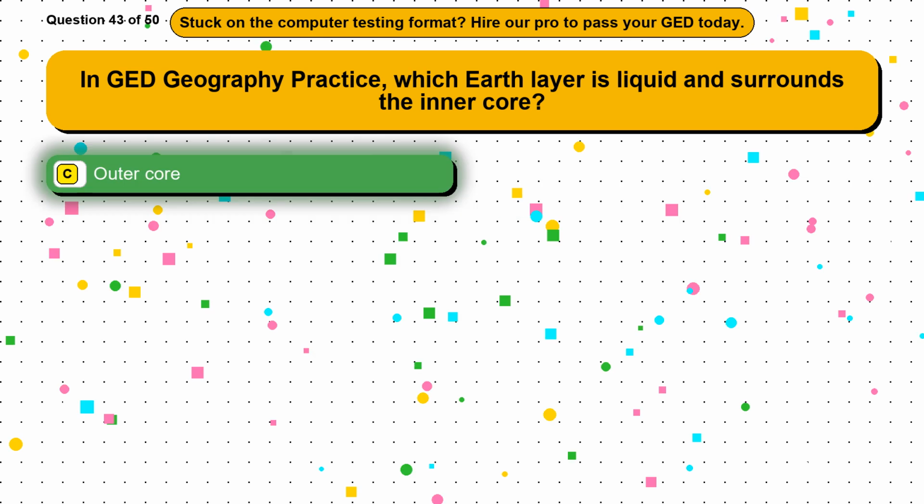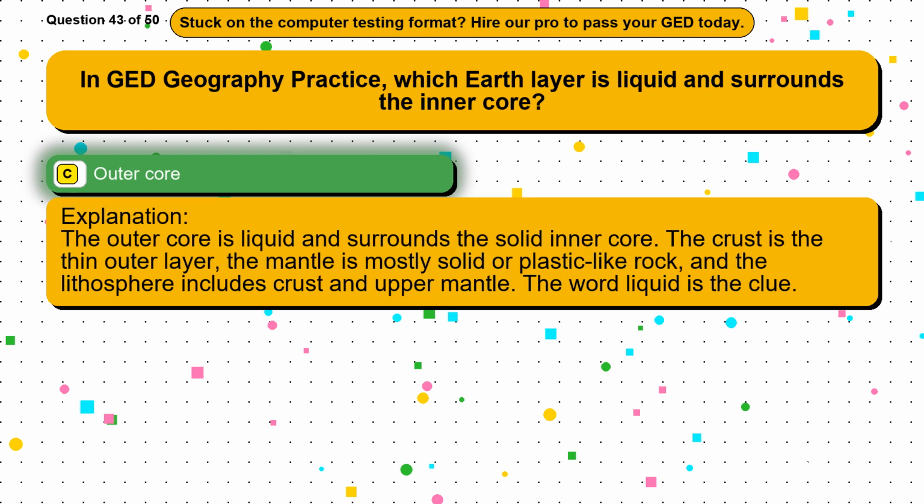The correct answer is option C. Outer core. The outer core is liquid and surrounds the solid inner core. The crust is the thin outer layer, the mantle is mostly solid or plastic like rock, and the lithosphere includes crust and upper mantle. The word liquid is the clue.